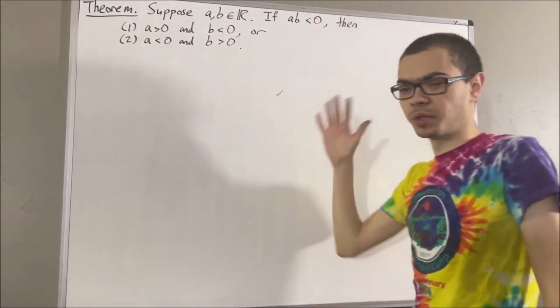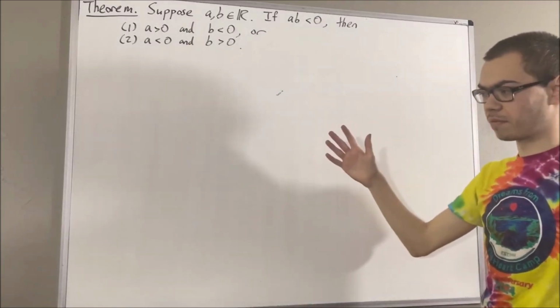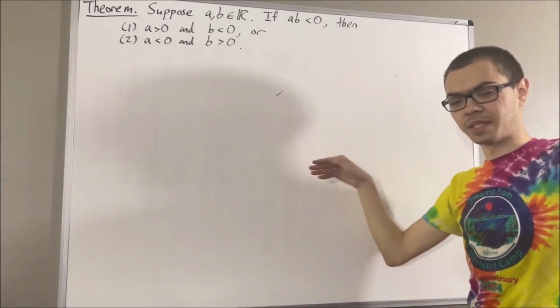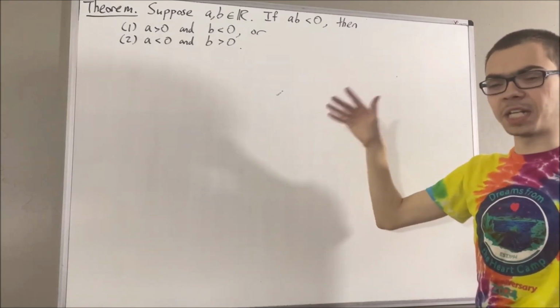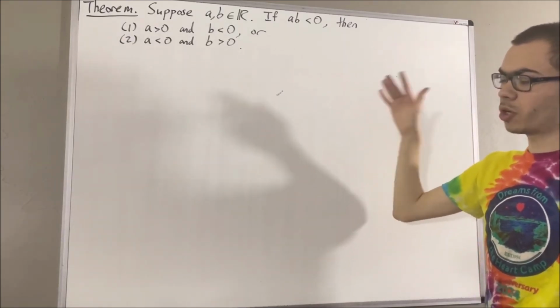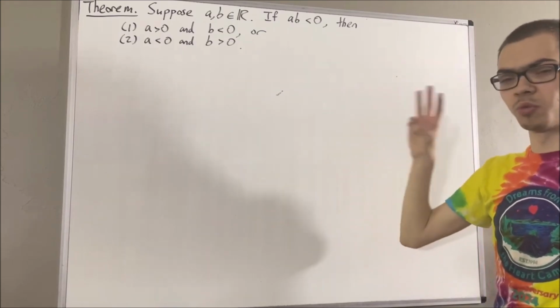Now, in this series, we are using a list of 10 axioms for the real number system, and I'll leave that list of axioms in the description below. In this video, we are not going to need to refer to any of the axioms directly, but we are going to be using 3 preliminary results, which we have proven.